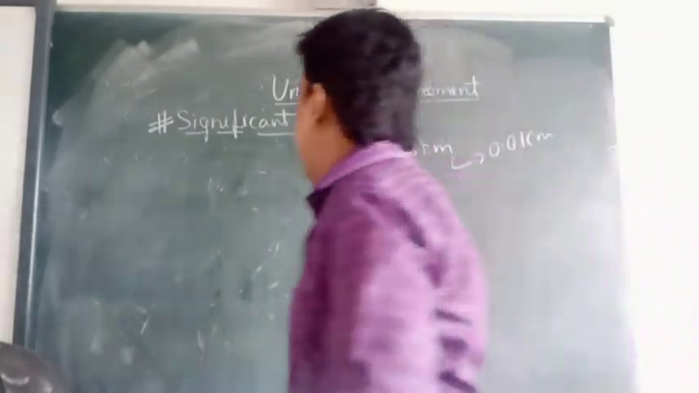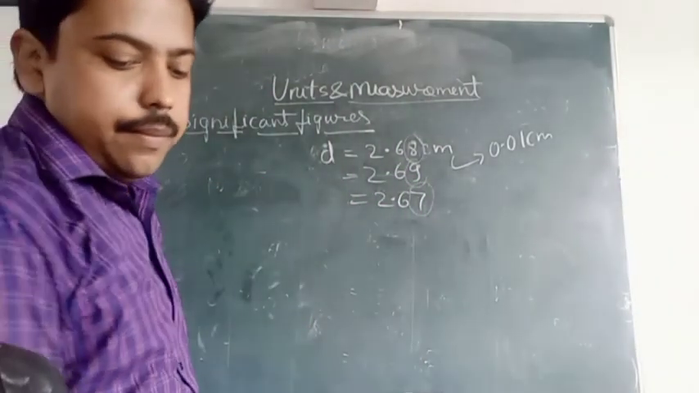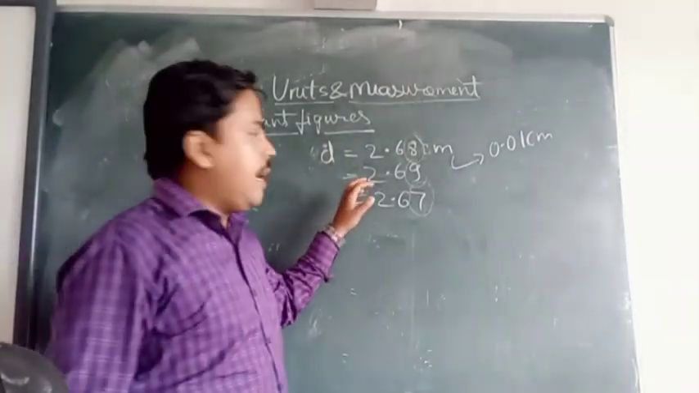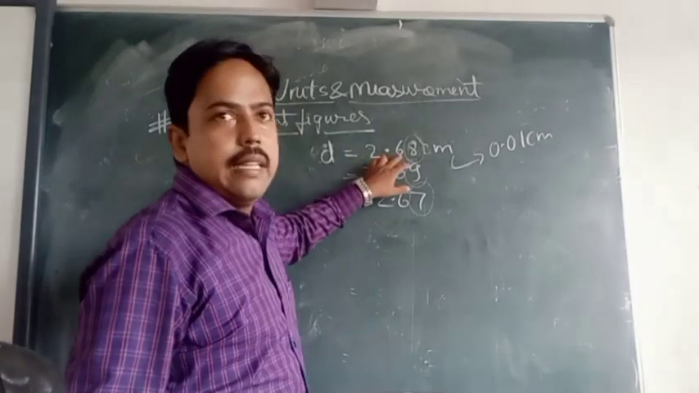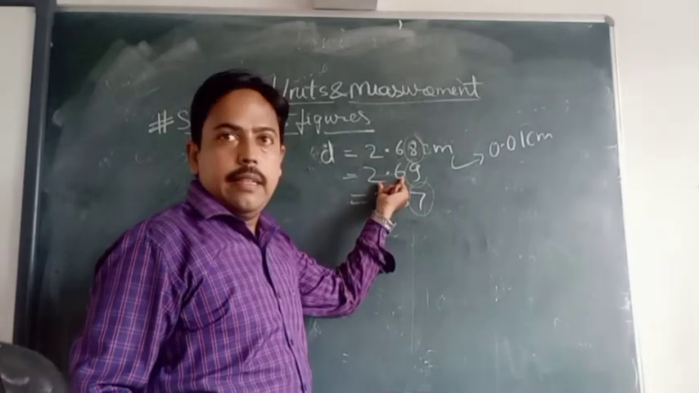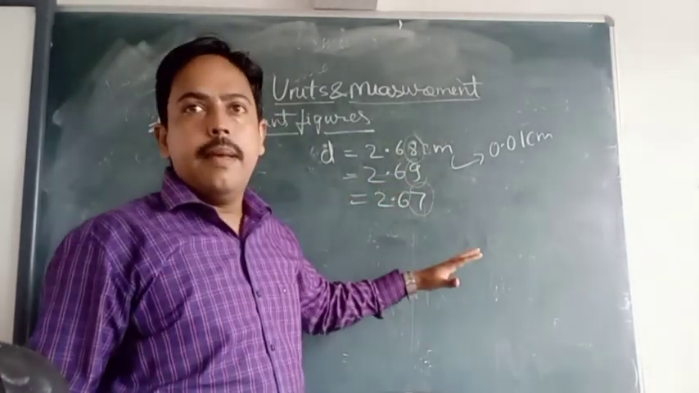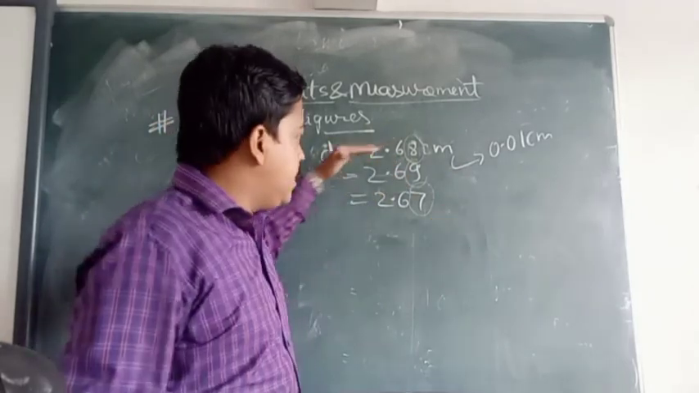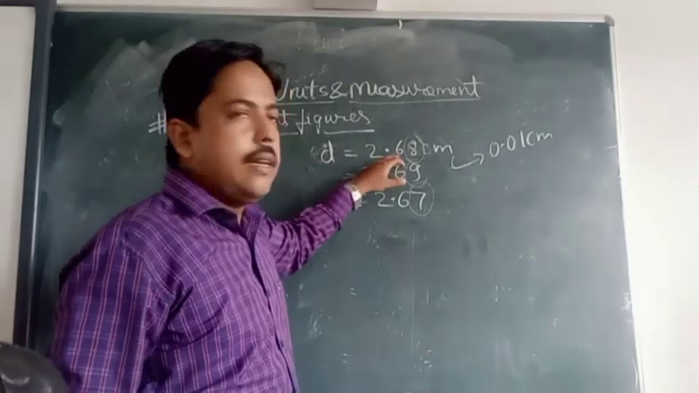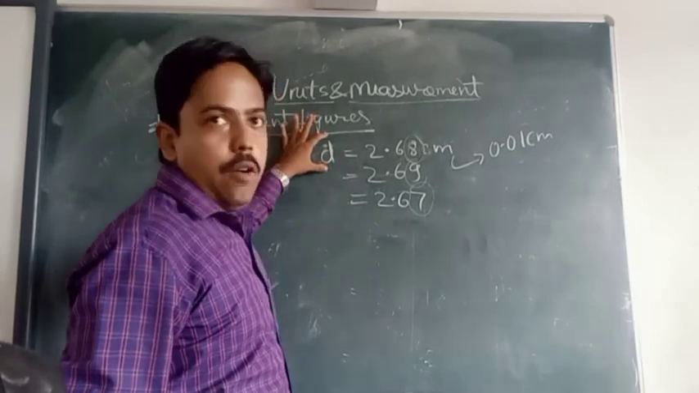Okay, so what will be the definition of significant figures? Significant figures are basically what? This and this are significant. That means that we are confident that 2 and 6 will come in every reading, in each and every observation regarding this diameter.